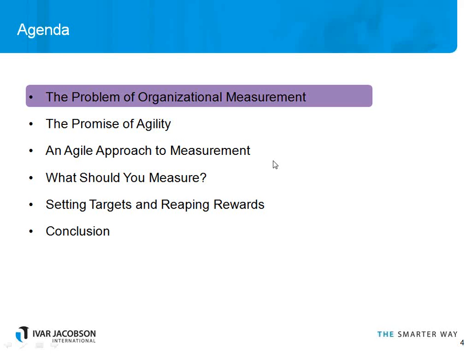So to do this, I'd like to start by just having a quick look at some of the issues around organizational measurement and what it is that agility promises to organizations and how that can help us to frame our measurement strategy. We'll then take a brief look at the Agile approach to measurement that we've evolved at IJI, talk about some of the things you should measure, and show how we can set targets and reap rewards from the improvements that we put in place.